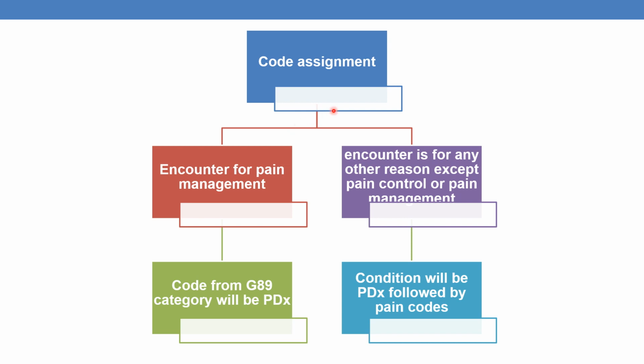So, code assessment is based on the encounter for management. If the encounter is for pain management, then codes from the G89 category will be PDX. If the encounter is for any other reason except pain control or pain management, the condition will be the PDX, or simply the site of pain will be the PDX if the condition is not yet diagnosed. Then followed by a code from the category G89.